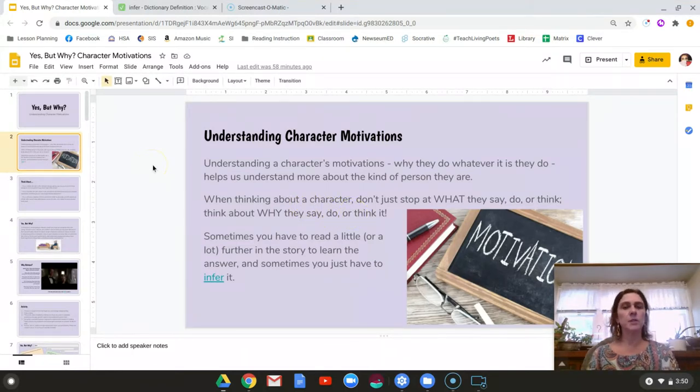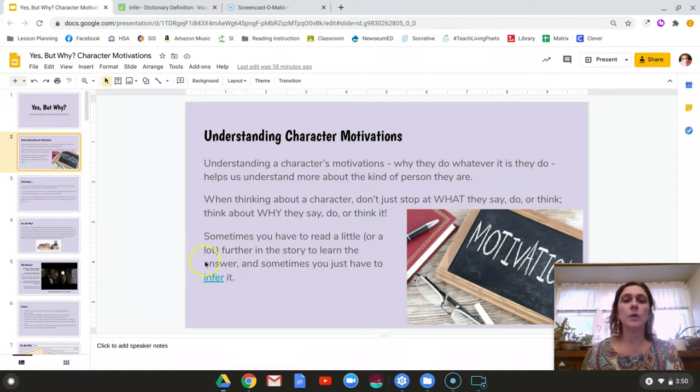So sometimes when you're reading a story, you might, a couple pages later, or 500 pages later, find out a motivation. Like the author might just end up actually telling you why the character did what they did, but it's not really very likely. Most likely you're going to have to infer why they behave like they behave.